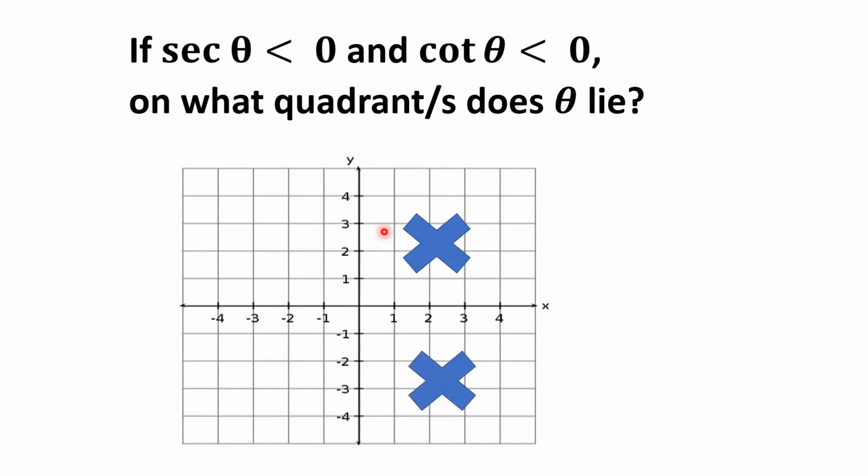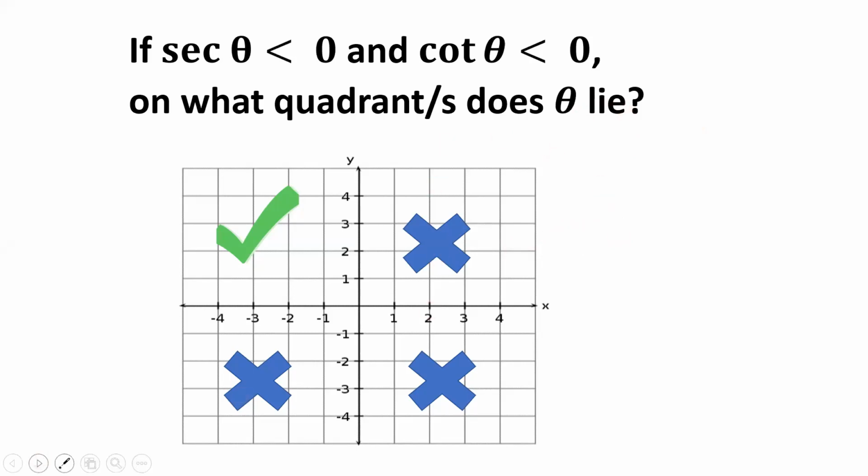Hindi rin siya pwede sa quadrant 4 kasi si secant is the reciprocal of cosine na positive sa fourth quadrant. Cannot be on the third quadrant kasi dito naman si tangent as well as si cotangent are positive. Okay? So, ang pwede lang na maging answer ay si second quadrant for those two cases. So again, our answer here will be just quadrant 2.